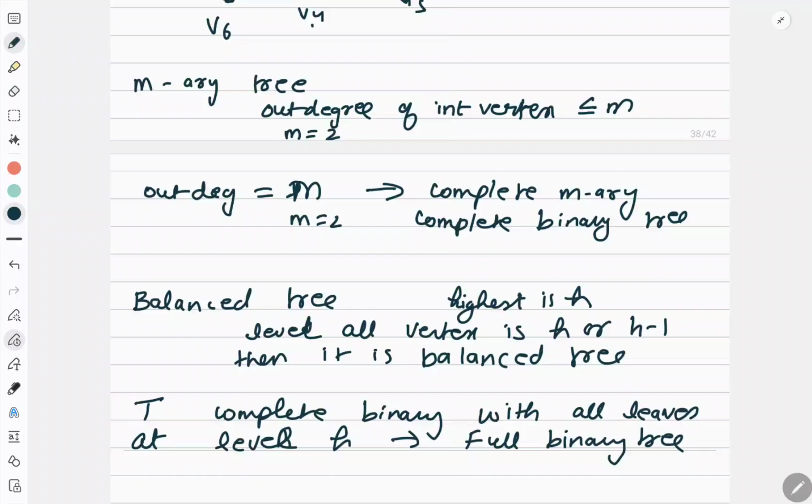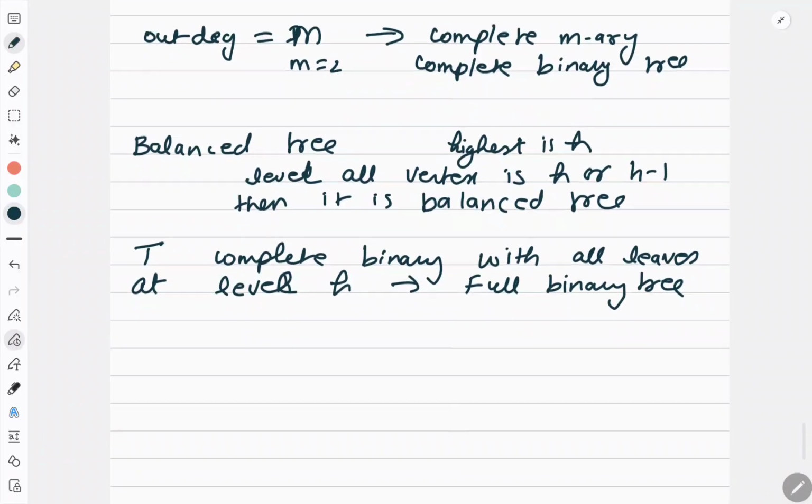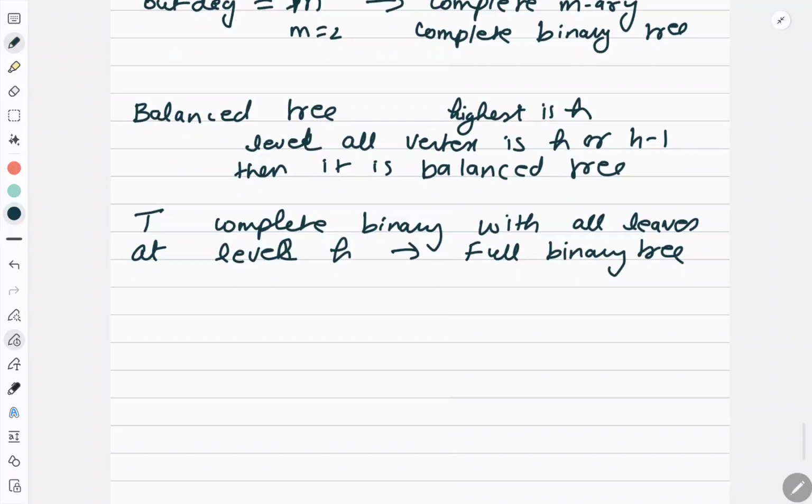Then it is called full binary tree. Correct? I'll give you some examples so that it will be more clear to you. Suppose I have one tree like this, R. I'm not drawing the directions. Understand that it is a rooted tree, so it will have a direction. It will be a rooted, directed one.